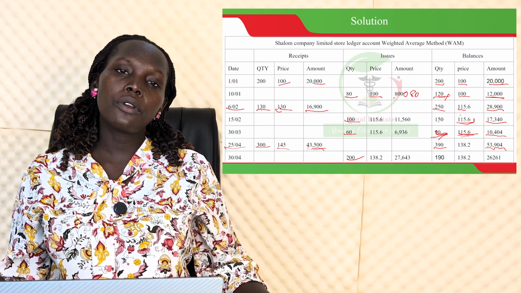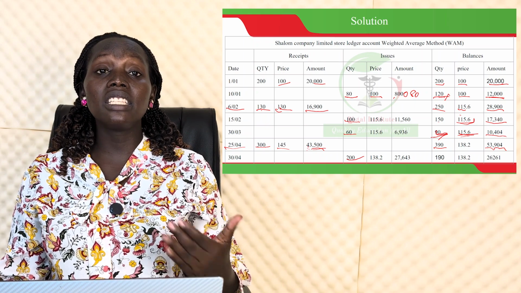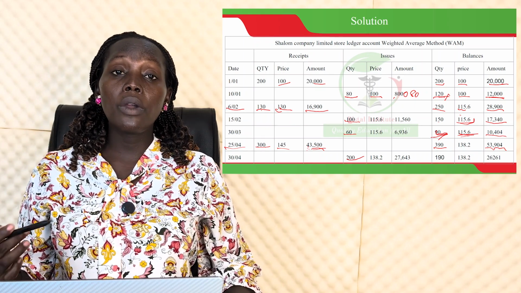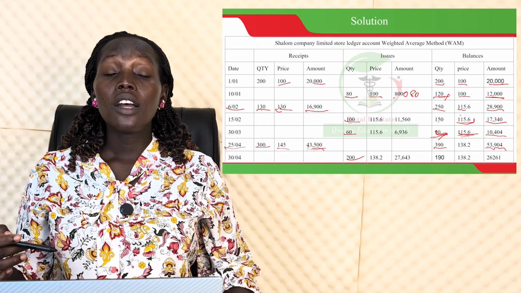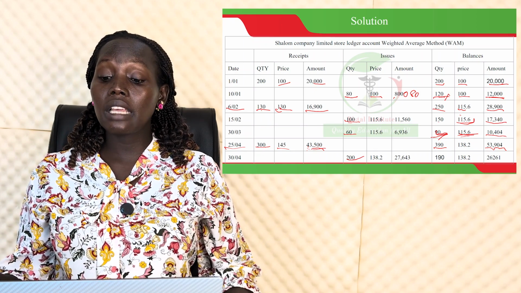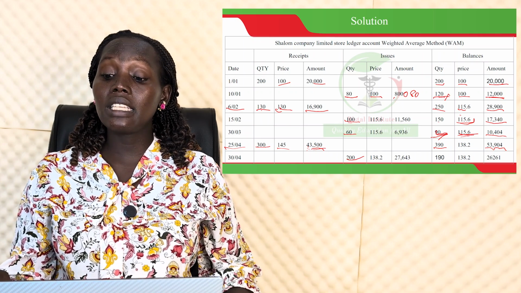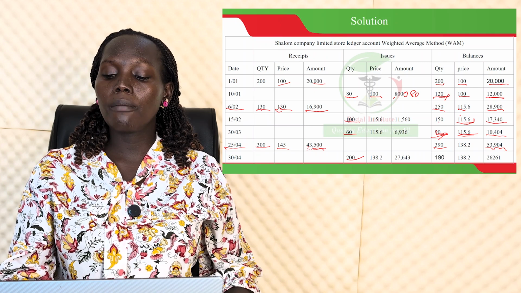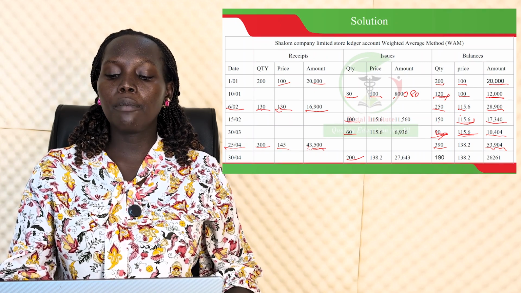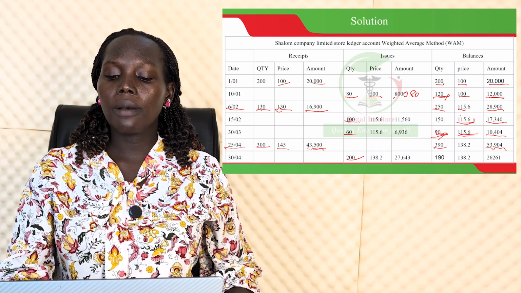We need to get our ruling price. Remember, we have incurred a new purchase. So whenever you incur a new purchase, we need to calculate the ruling price. So how are we getting the ruling price? We get the total cost of materials and divide by the total quantity of the materials.